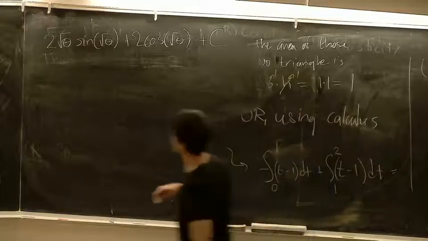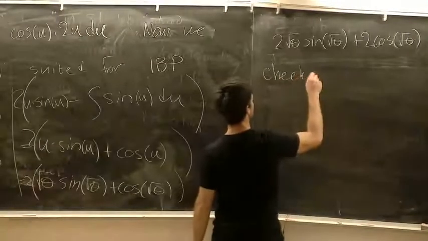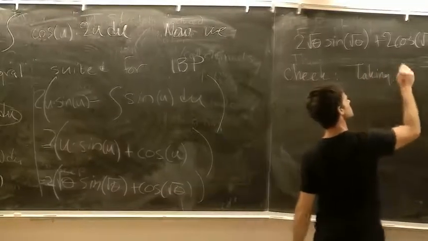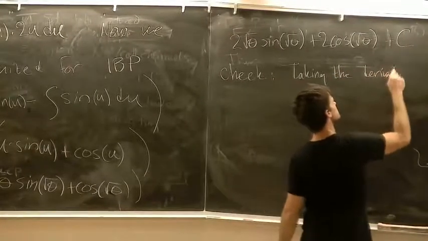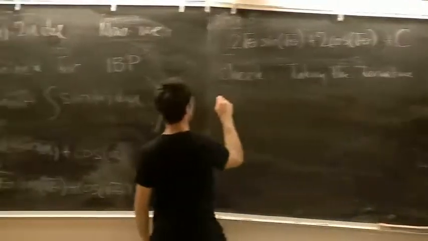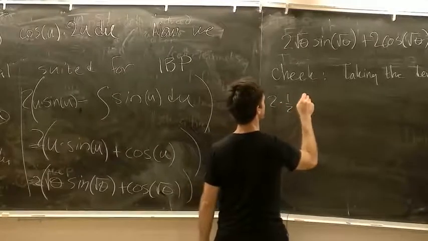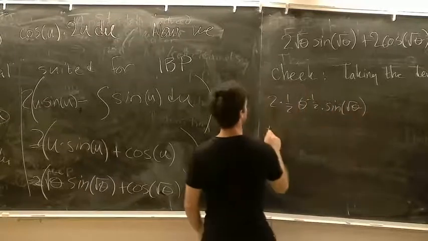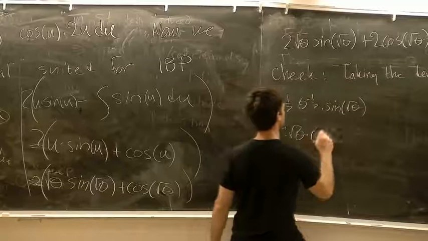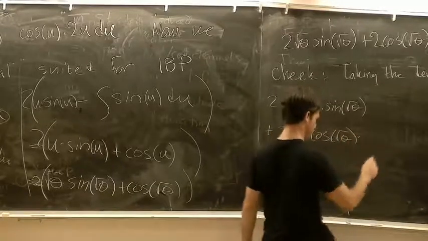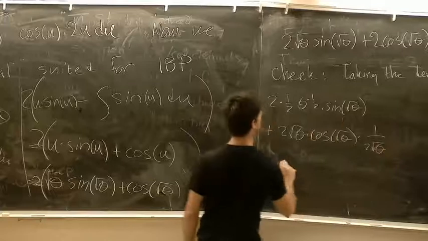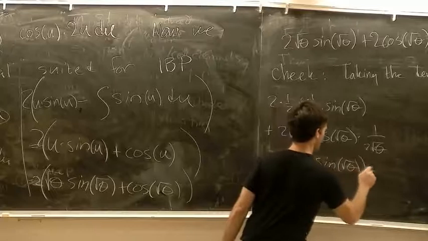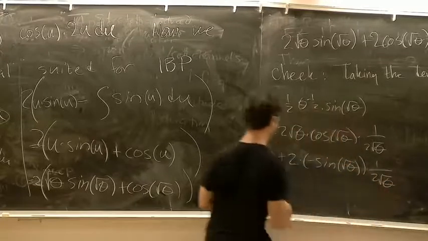And here, in fact, let me just check real fast if I did this right. So taking the derivative, let's see. I'll get a 2 times 1/2 times theta to the negative 1/2 times sine of root theta, plus a 2 root theta times cos root theta times 1 over 2 root theta, and then plus a 2 times a negative sine root theta times a 1 over 2 root theta.